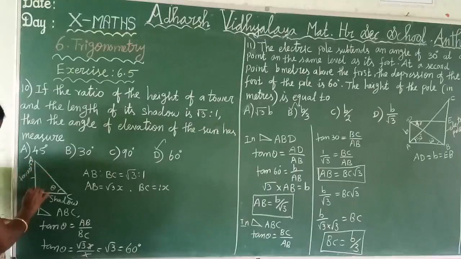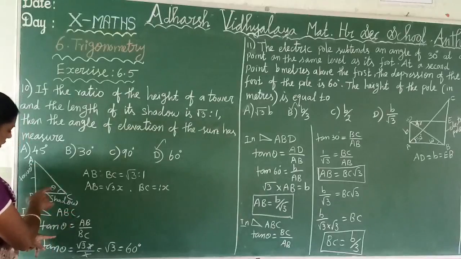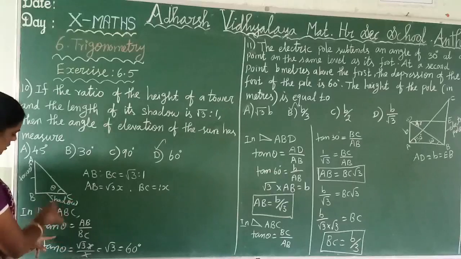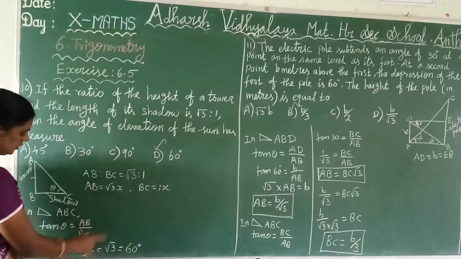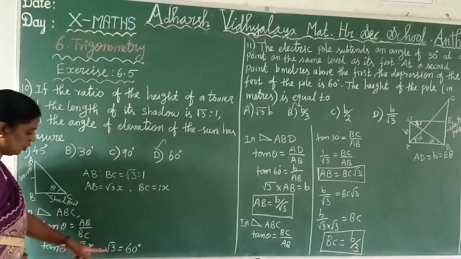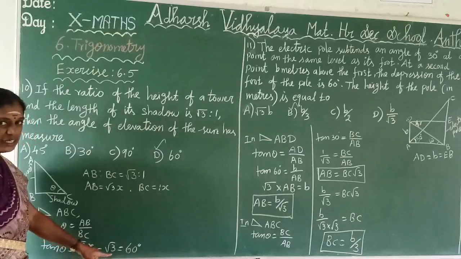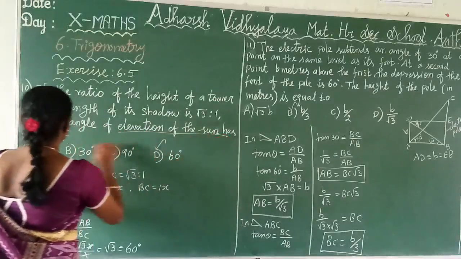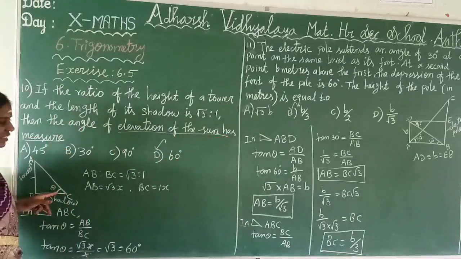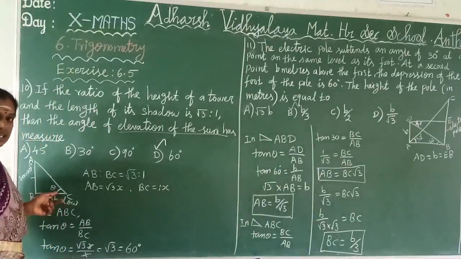Which triangle? Only one triangle is there. In triangle ABC, theta has AB opposite and BC adjacent. So tan theta is equal to AB by BC. Tan theta is equal to √3x by x. The x cancels, so tan theta is √3. The value of tan 60 degree is √3. So how much angle is measured? The angle of elevation of the sun is 60 degree. So D option, 60 degree, is the answer. Clear?